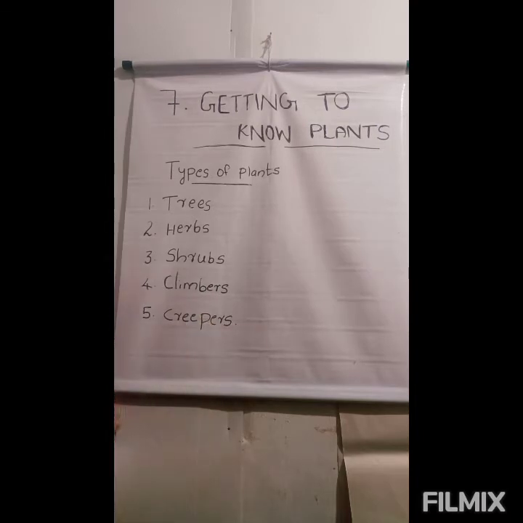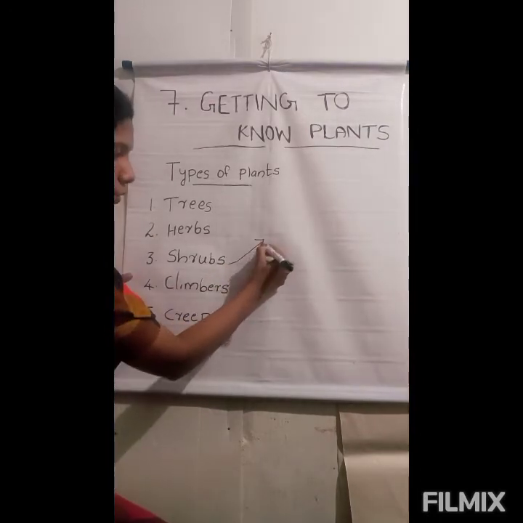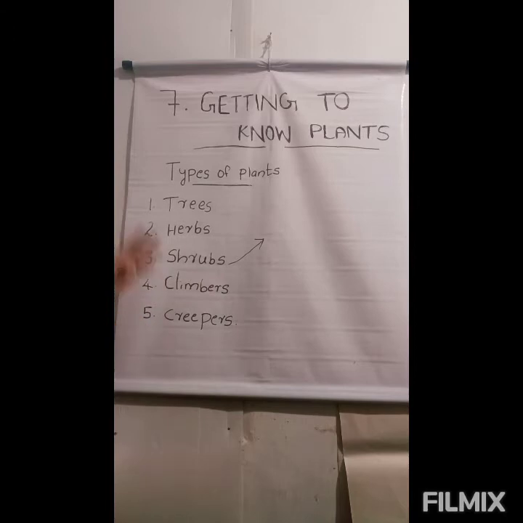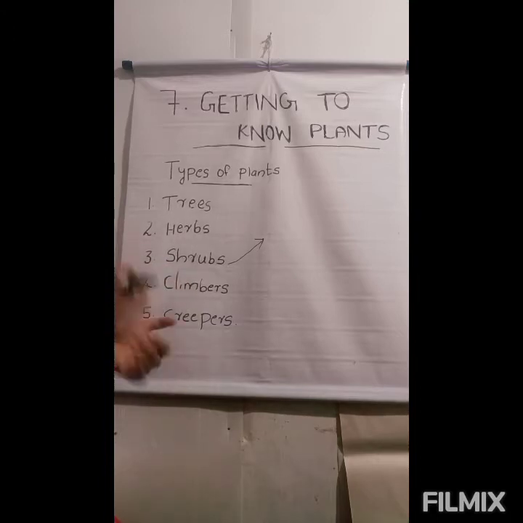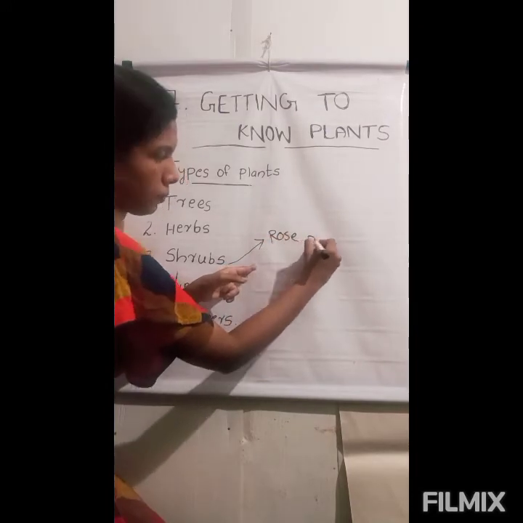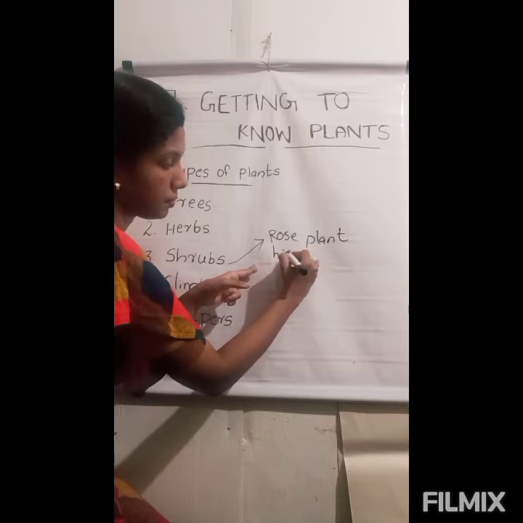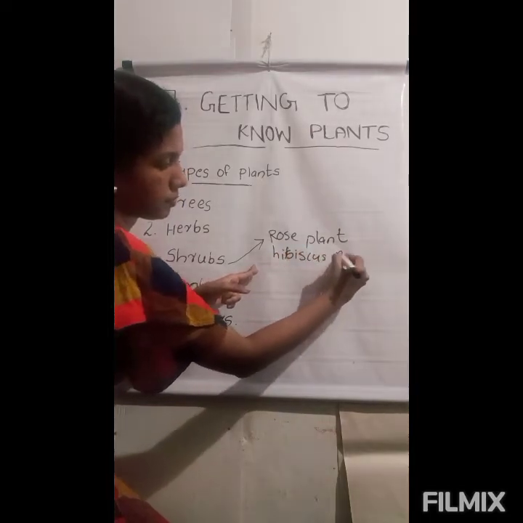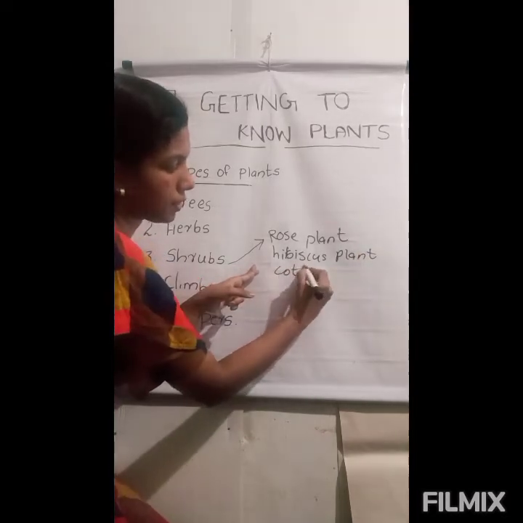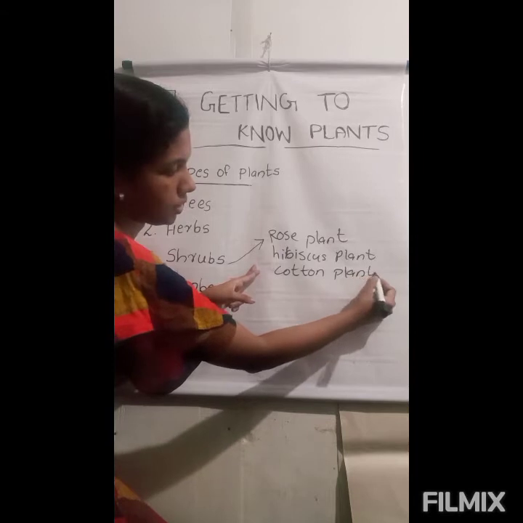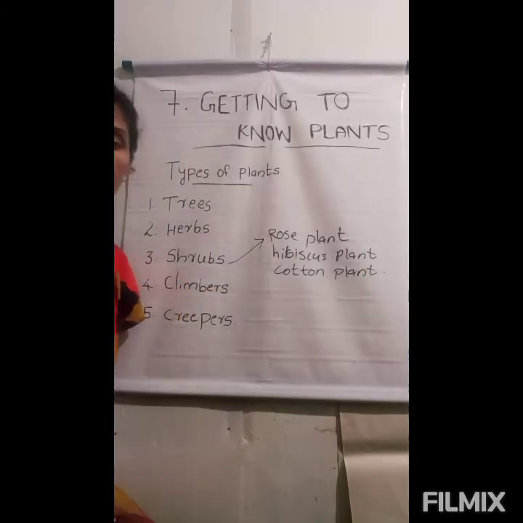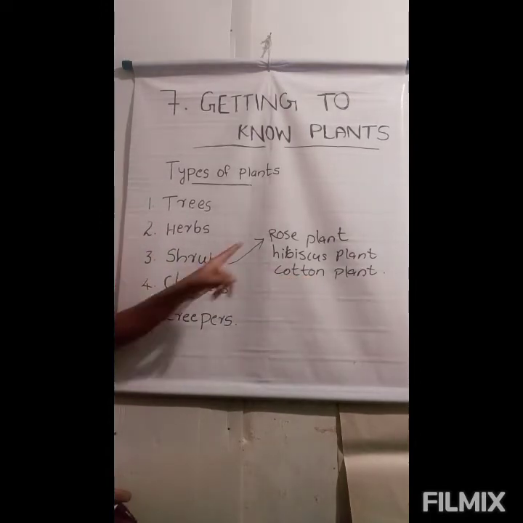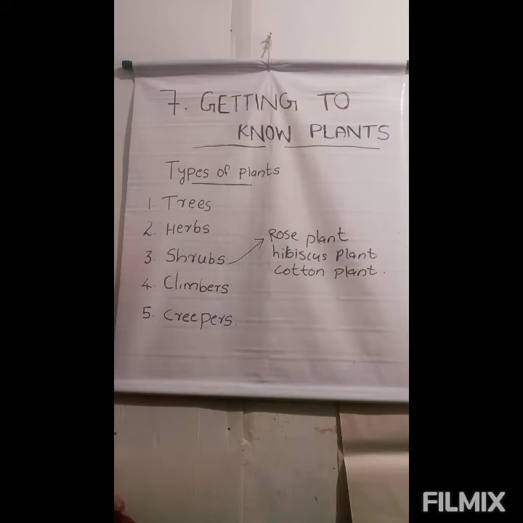Now we can move to the third type of classification, which is known as shrubs. First of all we have learned about trees, then herbs. Now we are going to learn about shrubs. You are familiar with various plants in our home. Which are they? Rose plant, hibiscus plant, then cotton plant. You have been familiar with all these plants.